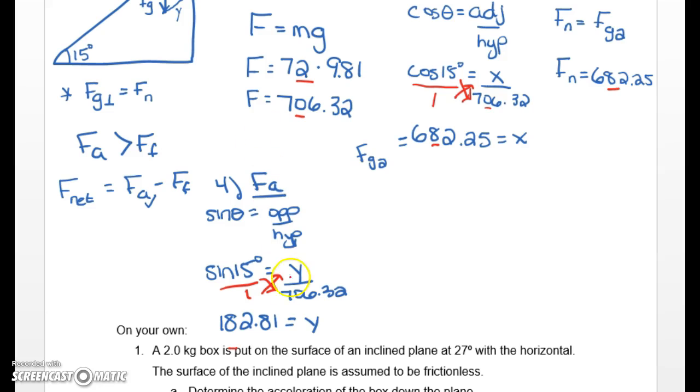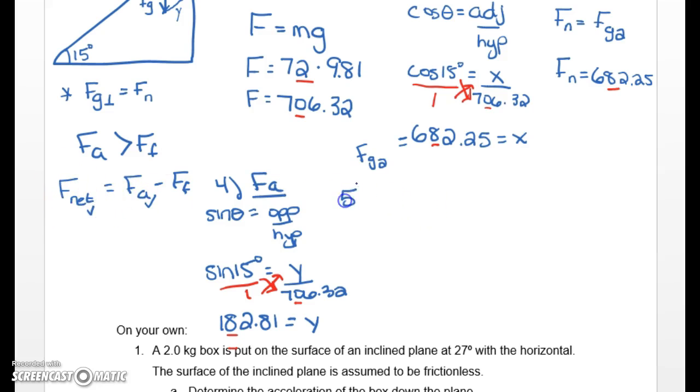And just to keep track of sig figs here, we had 2 sig figs in our gravitational force, and so our answer here should have 2 sig figs as well. Alright, so now we have this applied force. Now we need to find this net force. So that's going to be our next step.